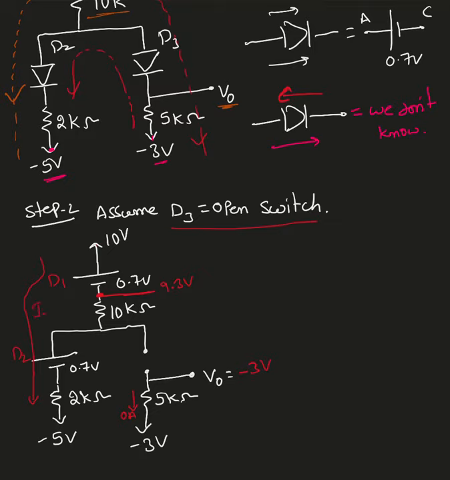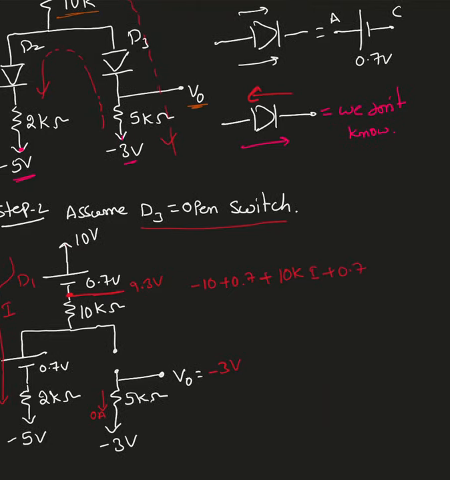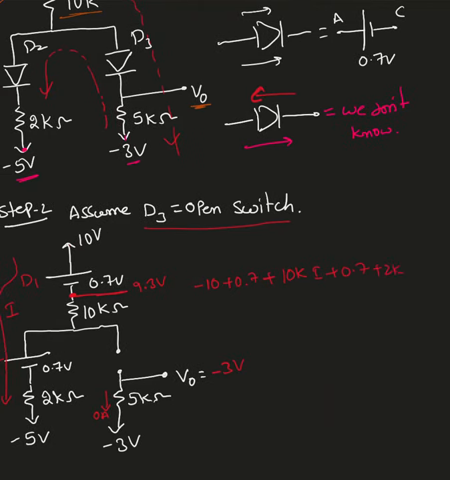I'm going to take that current as I. So if I start with the voltage drops, that's going to be minus 10 plus 0.7 plus 10 kilo ohms times I plus 0.7 plus 2K times I minus 5 equal to 0.